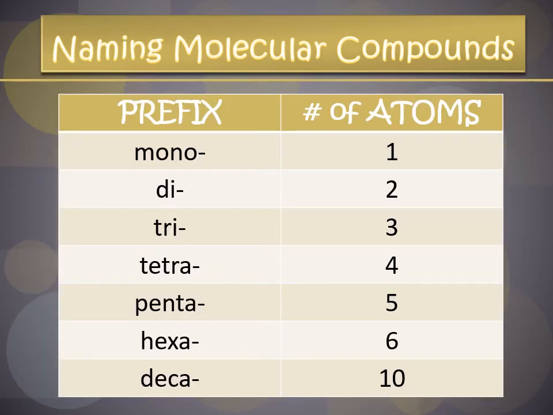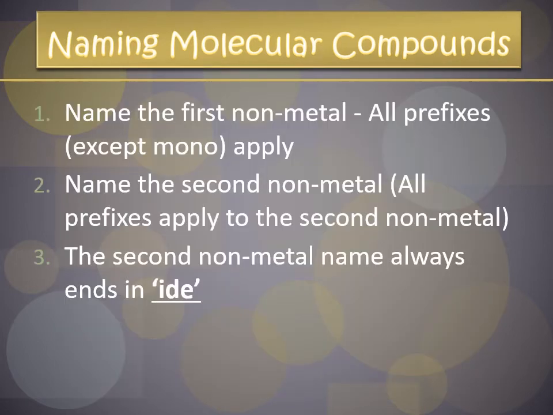So here's a list of prefixes that you will be responsible for knowing. Mono means 1, di 2, tri 3, tetra 4, penta 5, hexa 6, and deca 10. Okay, so how do you name a molecular compound?